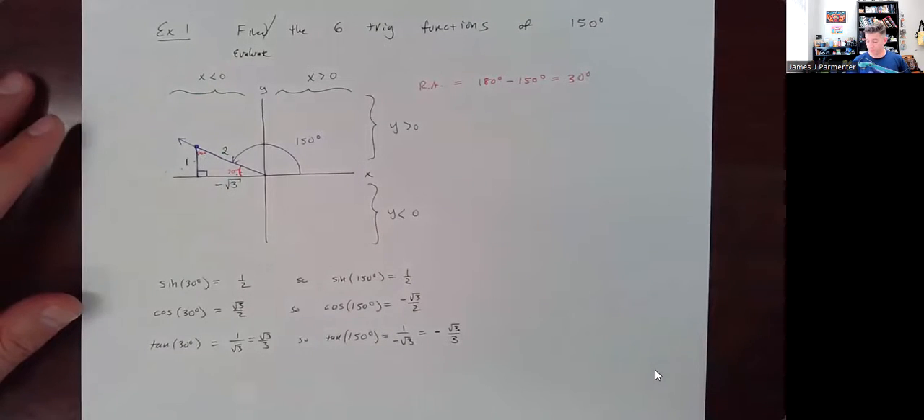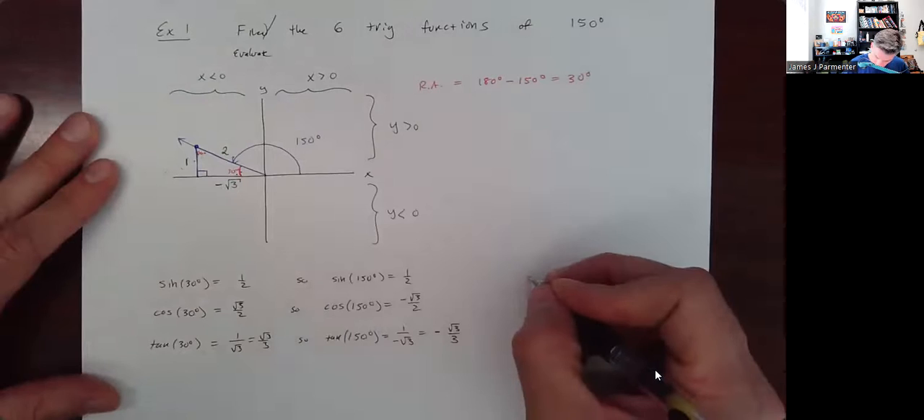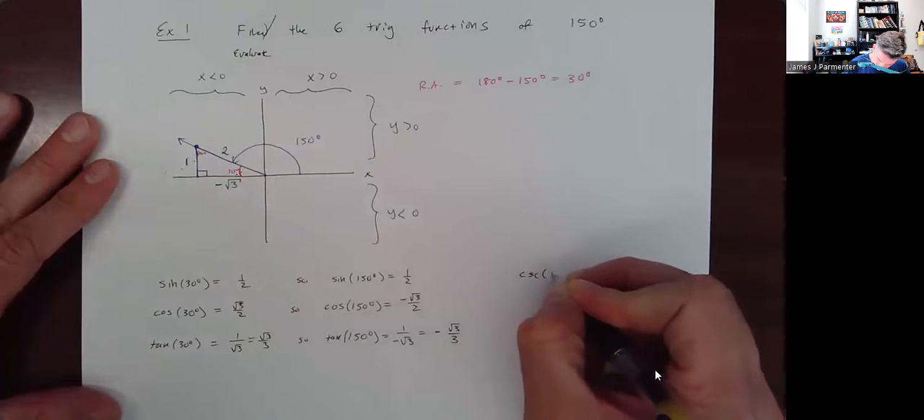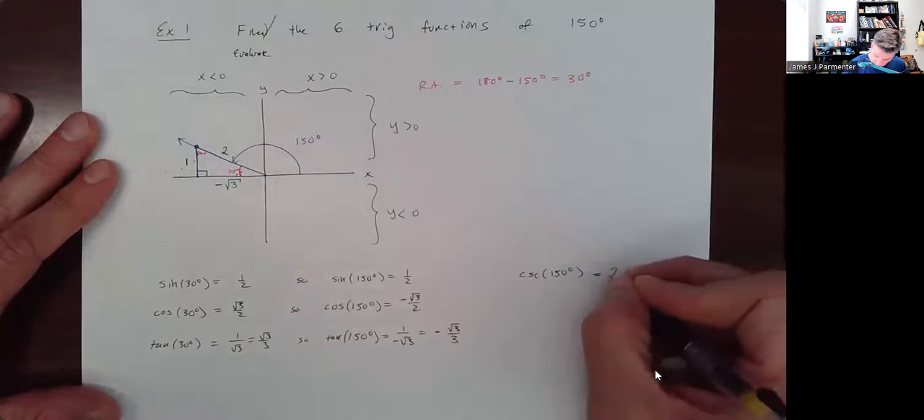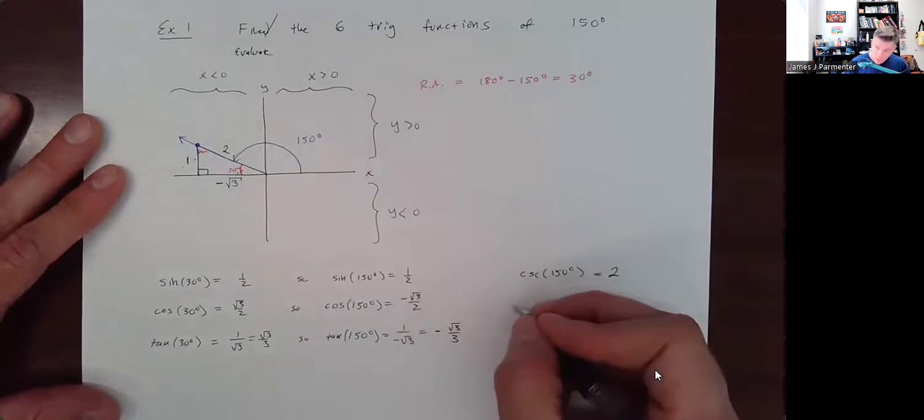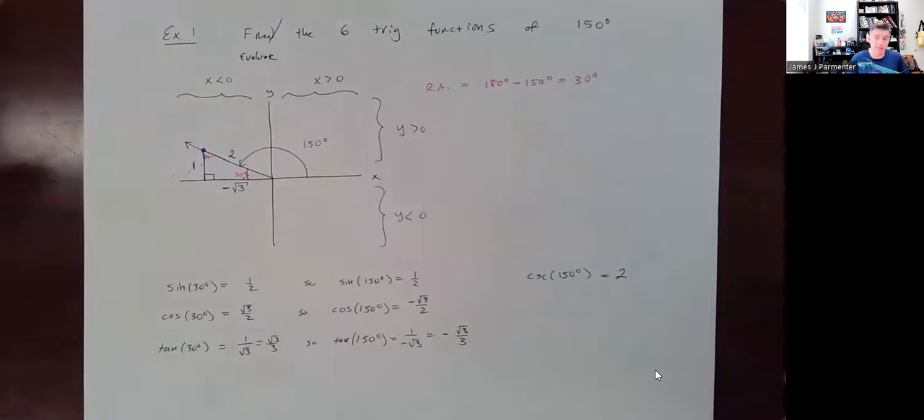And then we can find all the reciprocals. I don't want to use this triangle to find the reciprocals because reciprocals, you're literally just flipping things around. So for cosecant of 150 degrees, it's going to be the reciprocal of 1/2. So it's going to be 2/1, which is just 2. Reciprocals don't change signs. So if something is positive, it stays positive. If something is negative, it stays negative.